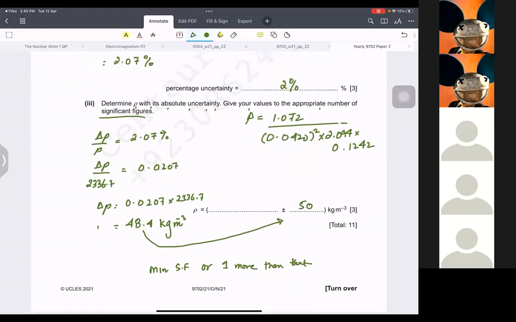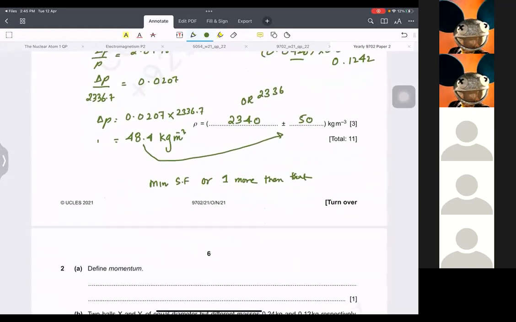So right now our answer is 2336. So if I were you, I would write it as, because almost the minimum significant figure in our data was 3, and that's it. So either I can write in 3 or 4. So in 3, it would be 2340. So that should be your correct answer. You could also write it as 2336, but that's fine. Both of the answers are fine, but make sure you use this rule.